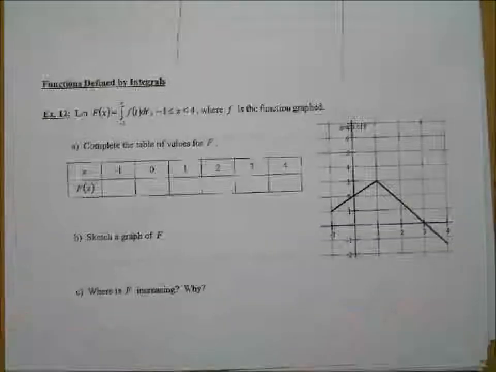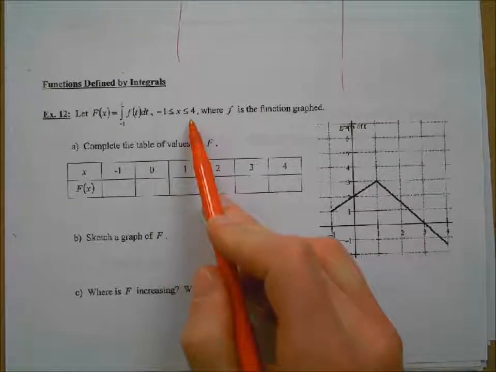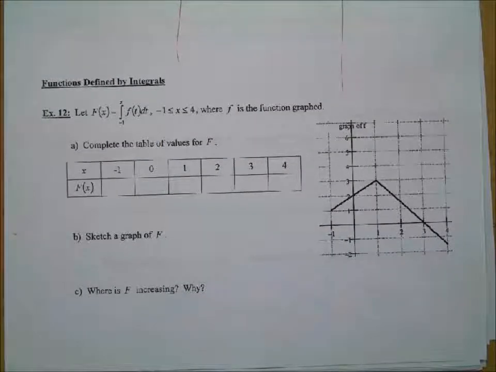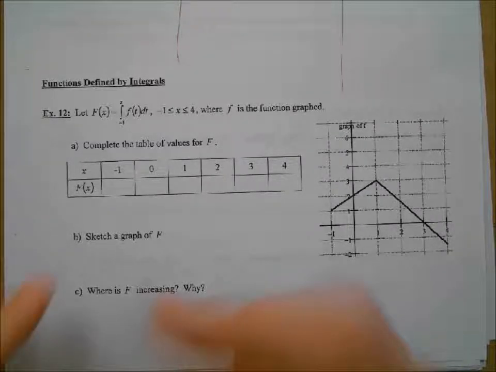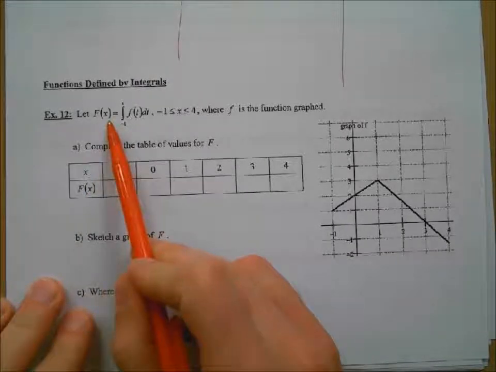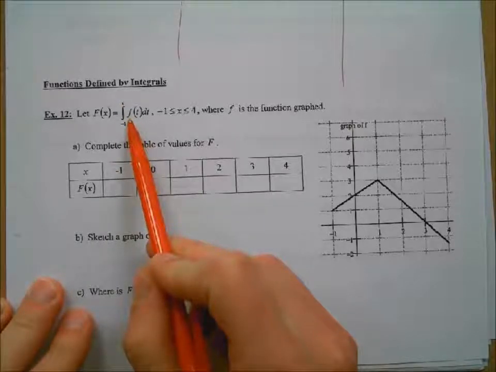All right. So let F of x equal the integral from -1 to x of f of t dt, and x is between -1 and 4, where f is the function graphed. Okay, so letter A asks us to complete the table of values for capital F. So let's be really careful here. Capital F of x is defined as the integral from -1 to x of lowercase f of t dt.